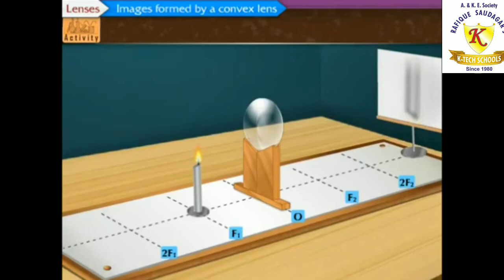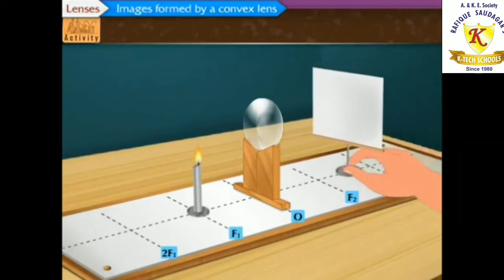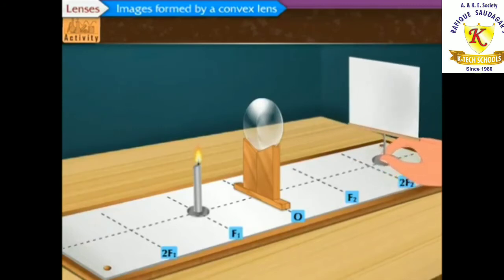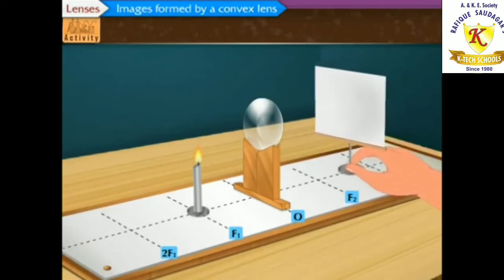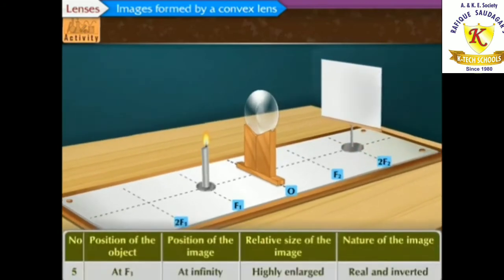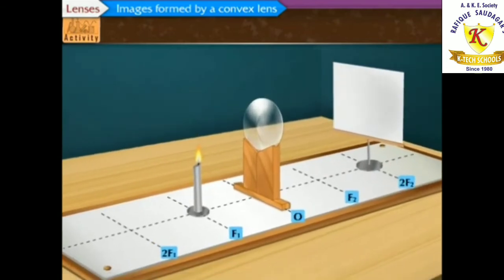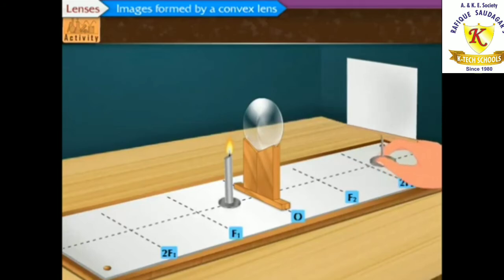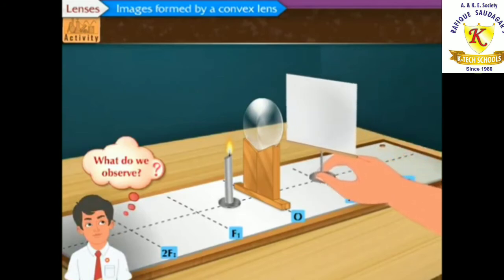Keep the object at the focus and then move the screen to get the clear image. So, what is happening here? The size of the image is very large. Now keep the object between F1 and O. Move the screen to get the clear image. What do we observe?